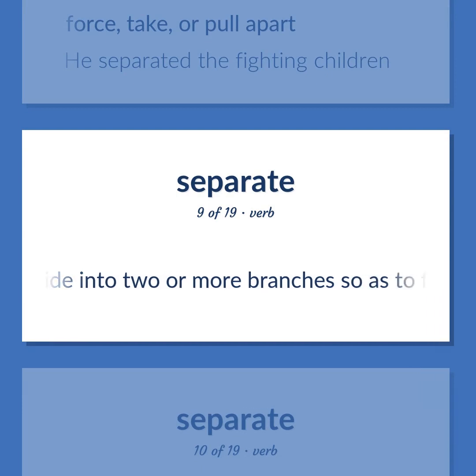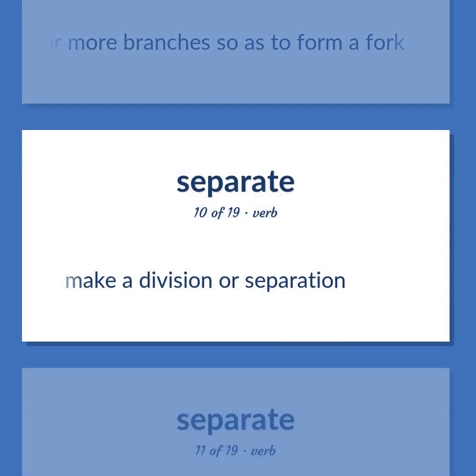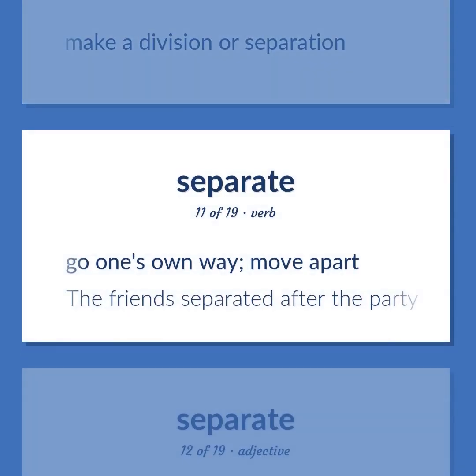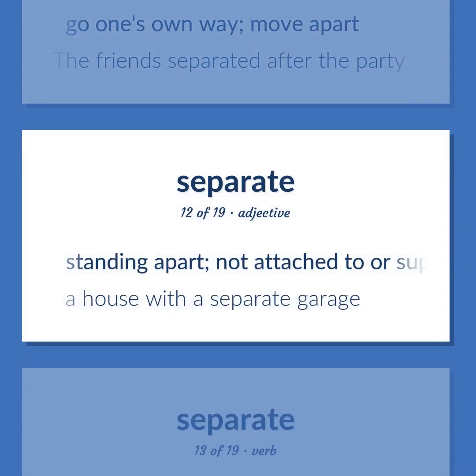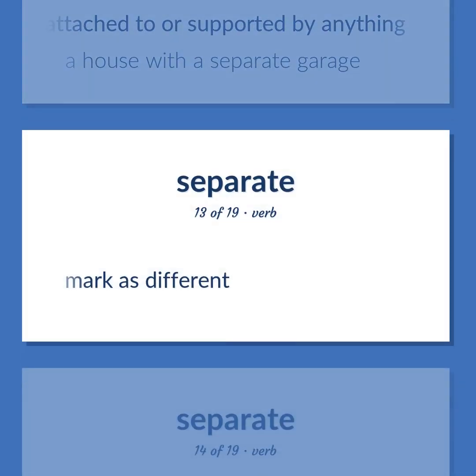Divide into 2 or more branches so as to form a fork. Make a division or separation. Go one's own way. Move apart. The friends separated after the party. Standing apart. Not attached to or supported by anything. A house with a separate garage. Mark as different.